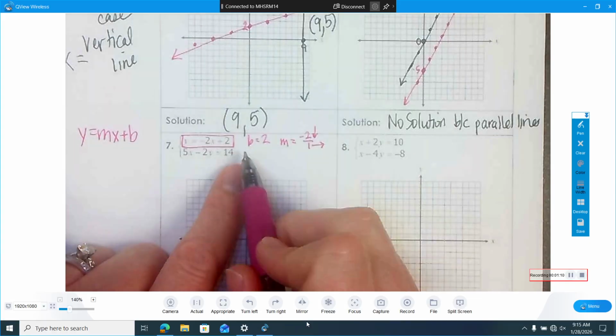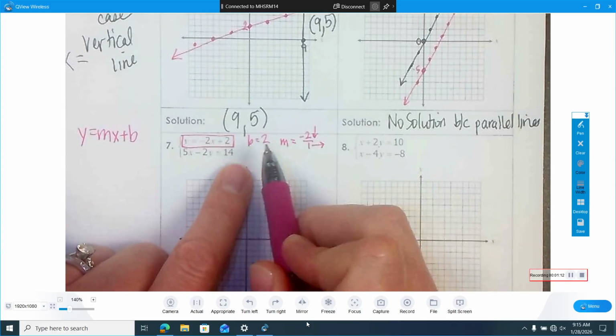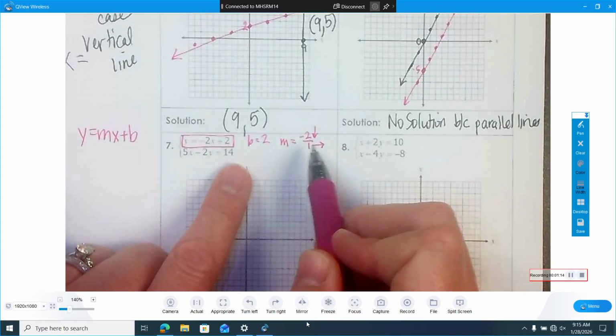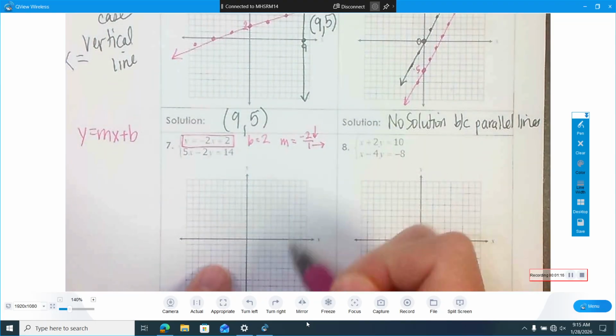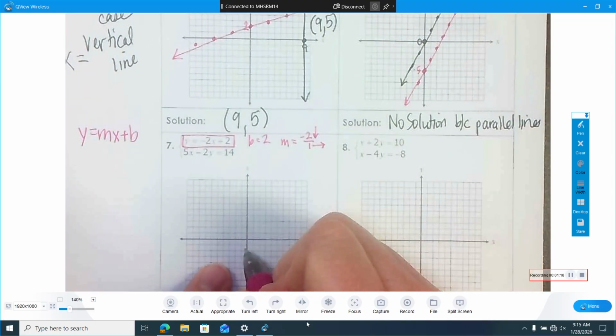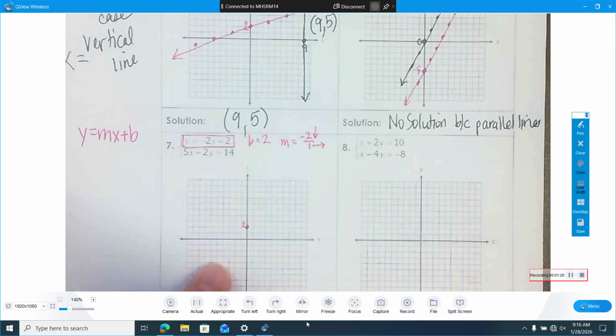So again, you should be writing all of this down because this is what's going to help you a little bit later, okay? So I want to see you write this stuff down. So we're going to begin at 2 on the y-axis. So put a nice little dot right there at 2.